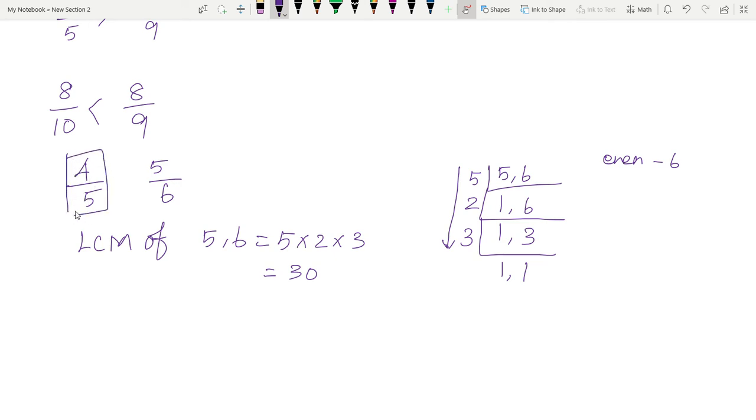Which is the first set of fractions? 4 by 5. Look here. The denominator we have to convert into the LCM. Okay, LCM as a denominator.